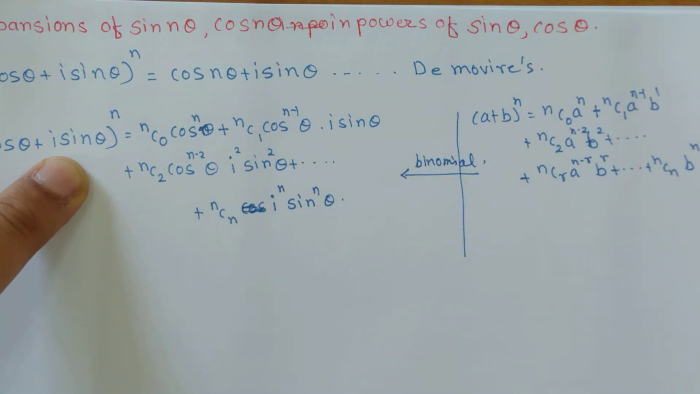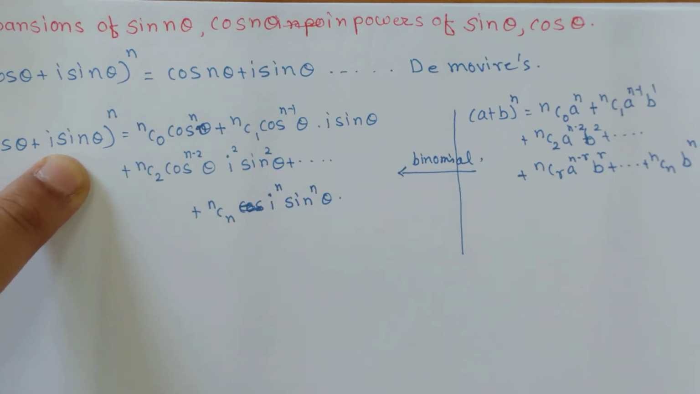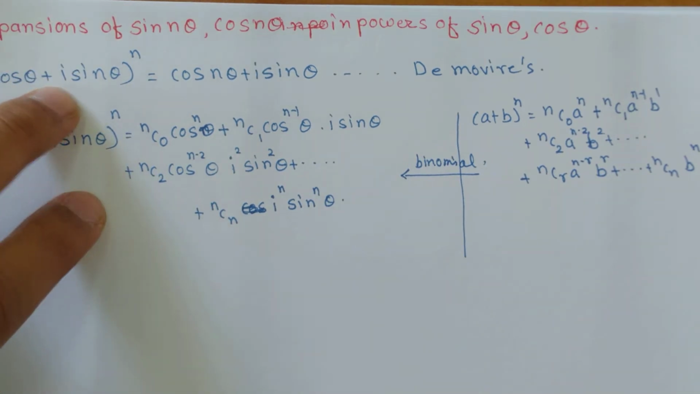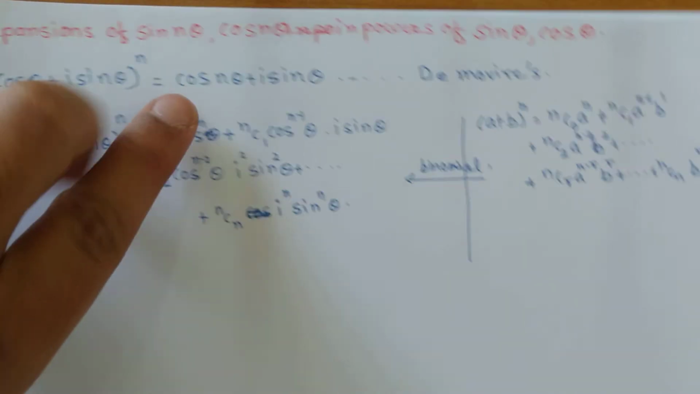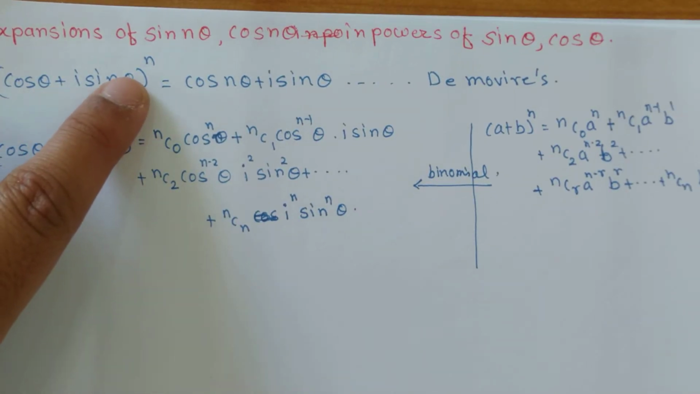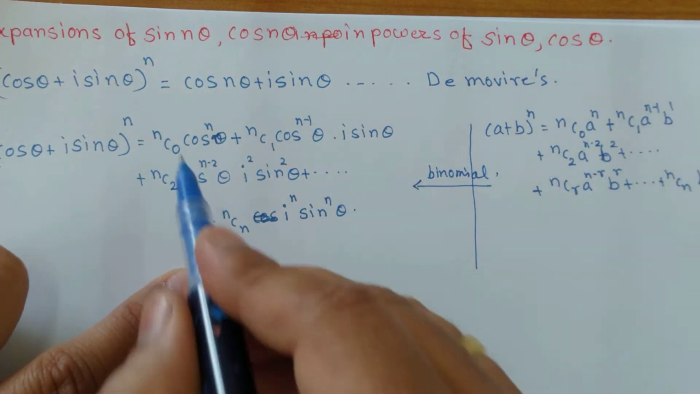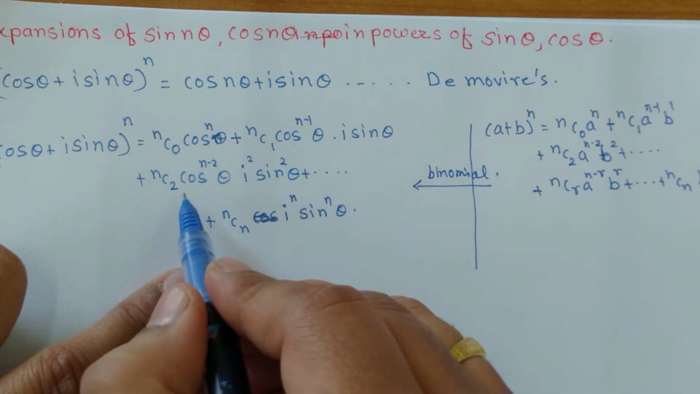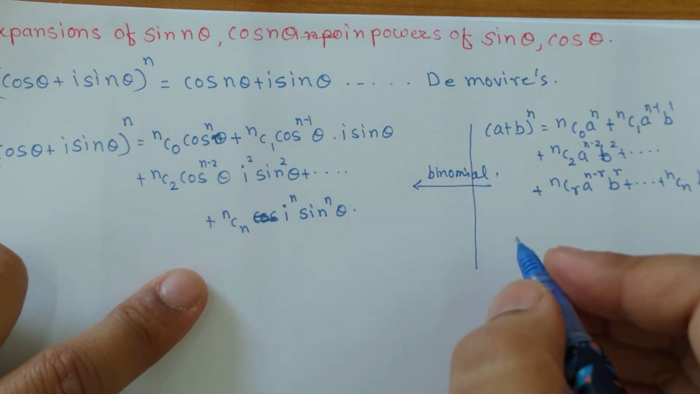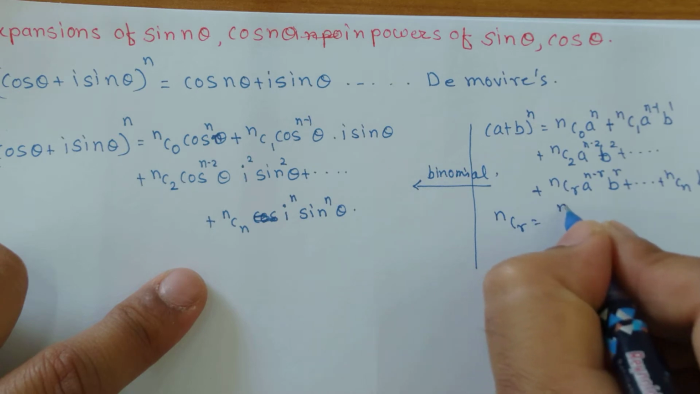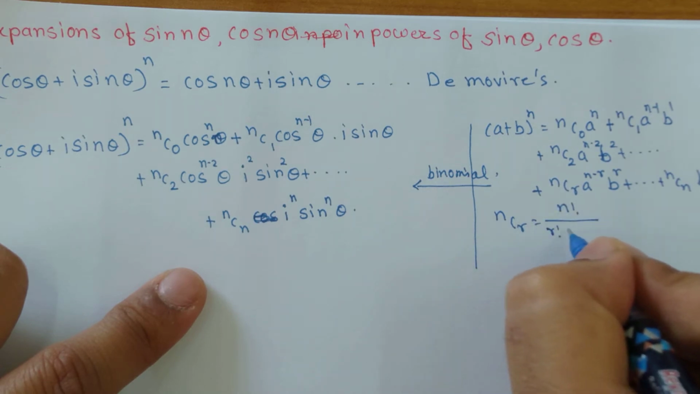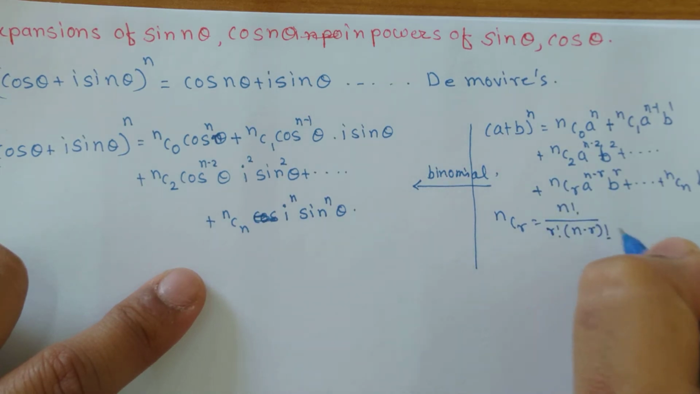Okay, so to obtain the expansions of sin n theta and cos n theta, we will follow both ways of expanding (cos theta plus i sin theta) raised to n. Then only we can work out. One more point I would like to add here. See, here there is n choose 0, n choose 1, n choose 2. This is nothing but the combinations. We have the formula n choose r is equal to n factorial upon r factorial into (n minus r) factorial. This way you can find the values of these coefficients.